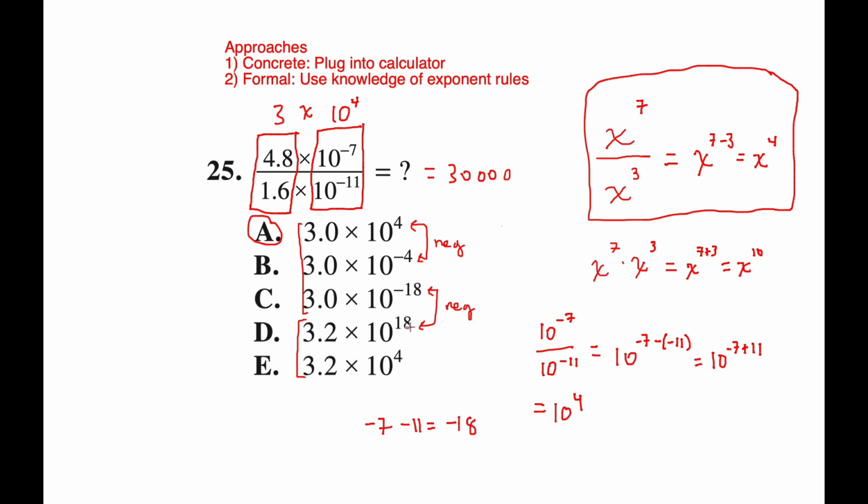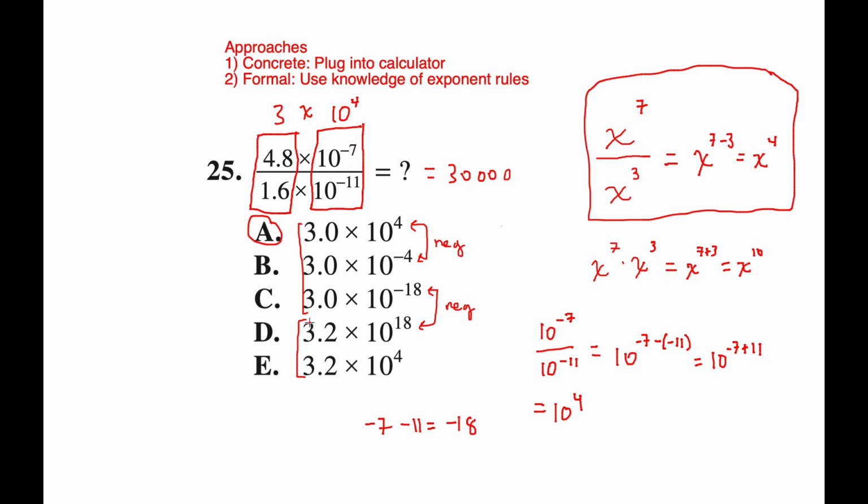Answer choice D, with this 10 to the positive 18, is the opposite of C in that sense. And one way we could get that is if instead of assuming this is a negative 7, we think it's a positive 7 for some reason, and it's like positive 7 minus negative 11, which would lead to 18.